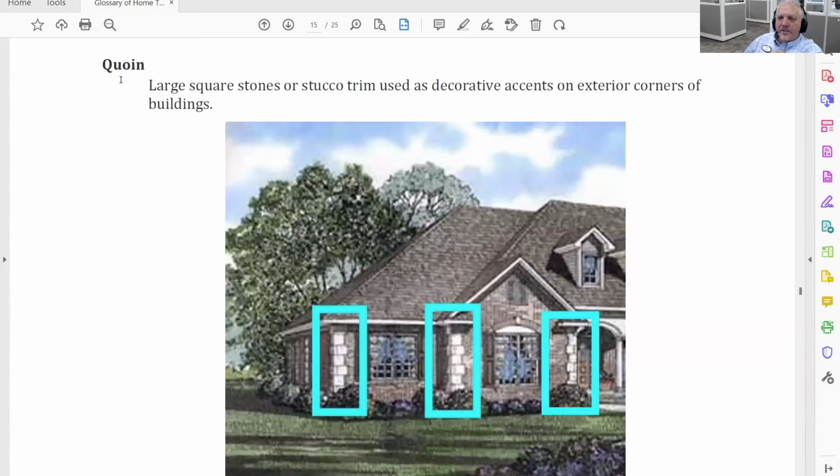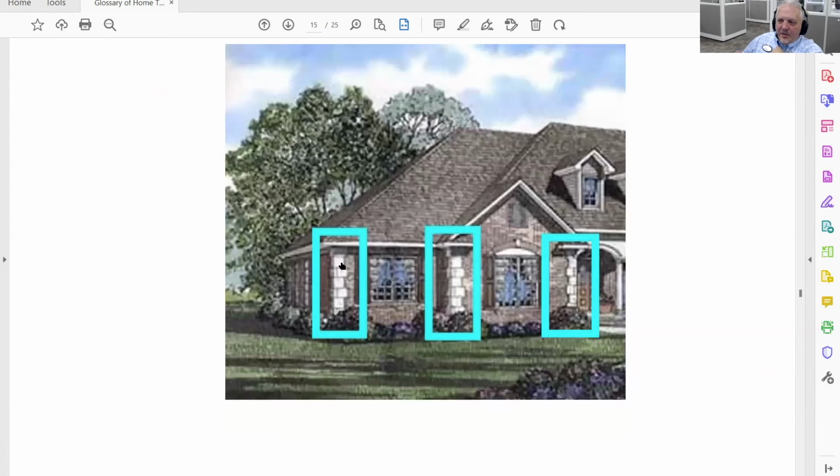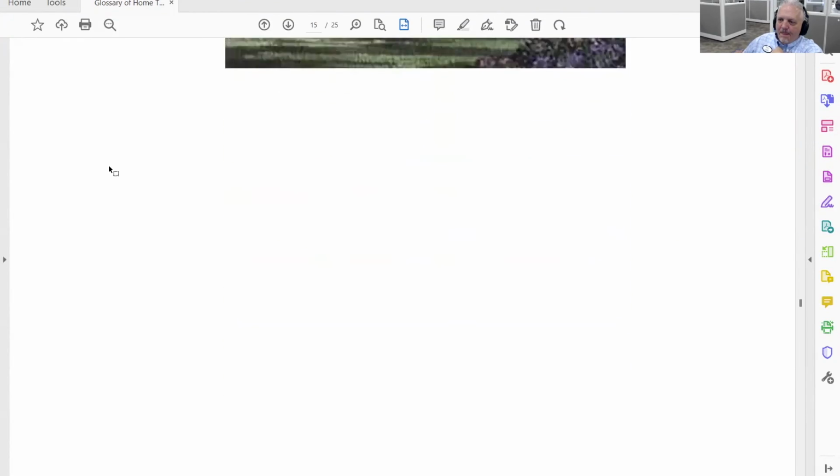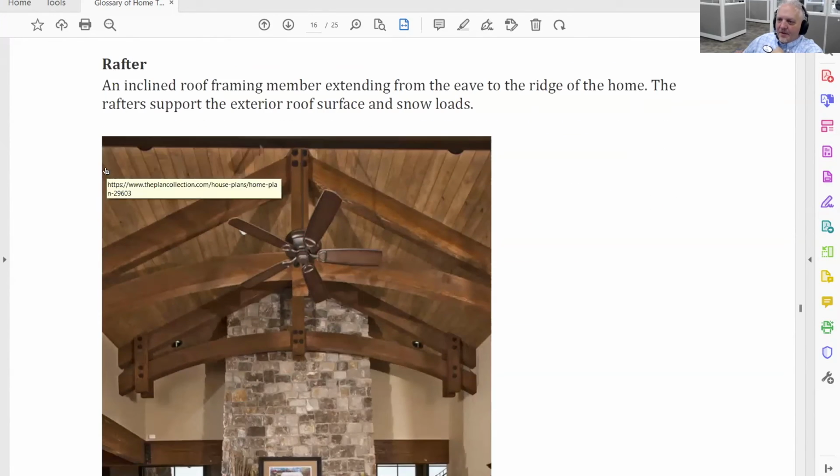I do not know how to pronounce this term. Does anybody know? Coin. Coin. Good job. And that is these decorative elements on a brick home, the stone or stucco trim used as a decorative accent on the exterior corner of a home. Okay. Quite often, you'll find that these are made with synthetic stucco. And we're going to have a much longer conversation about stucco and synthetic stucco here in just a minute. Well, actually, we probably will do that on Thursday.